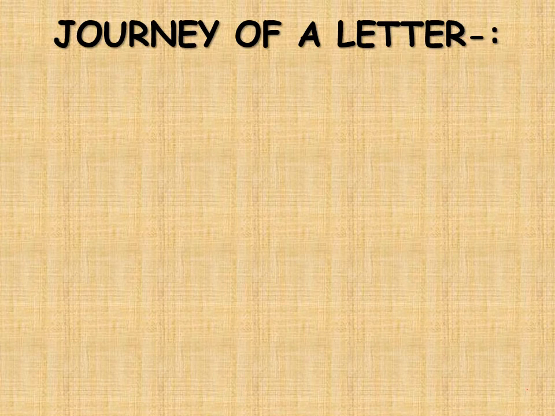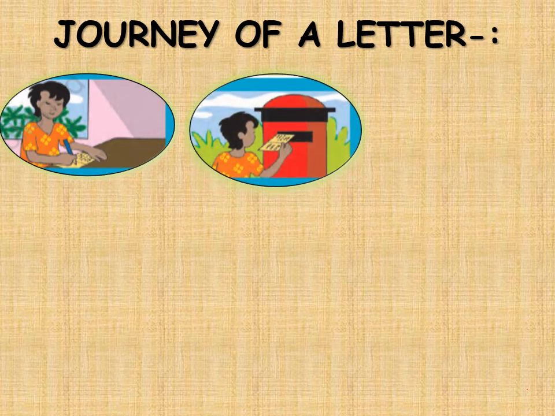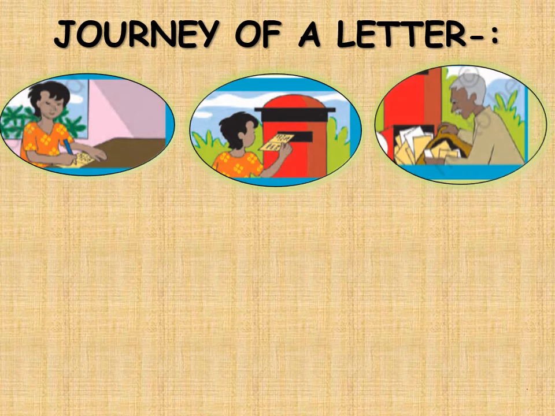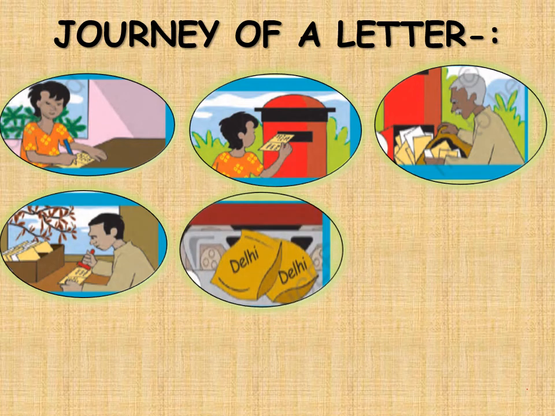So children, let's see the journey of a letter. The first step, write a letter with proper address of sender and receiver. Paste stamps as required. The letter is to be posted in a post box. The postman collects letters and takes them to the post office. Letters are sorted and sent through different means of transport.